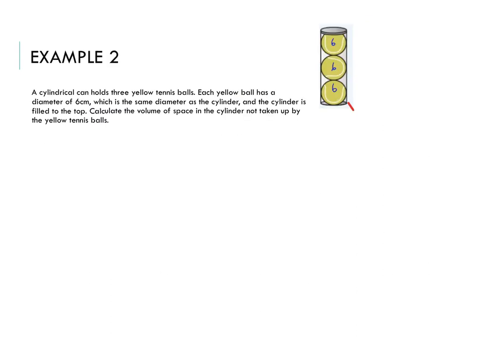Example 2. A cylindrical can holds 3 yellow tennis balls. Each yellow tennis ball has a diameter of 6 centimeters, which is the same diameter as the cylinder. And the cylinder is filled to the top. Calculate the volume of the space in the cylinder not taken up by the yellow balls.